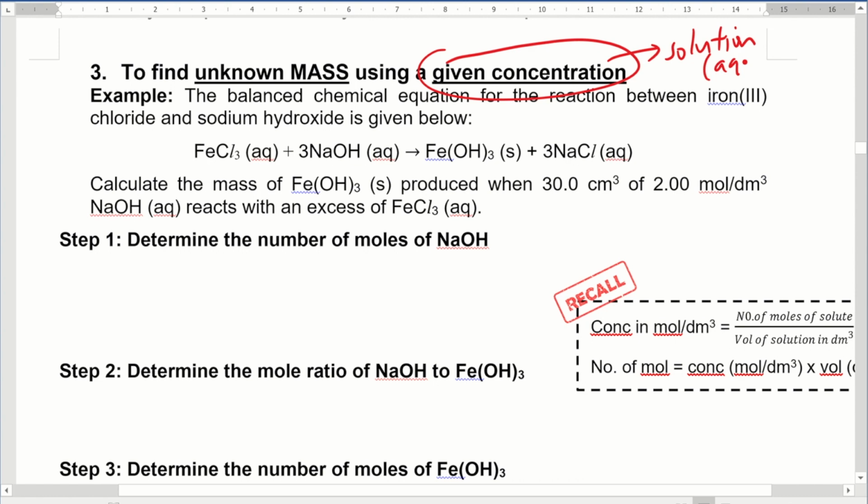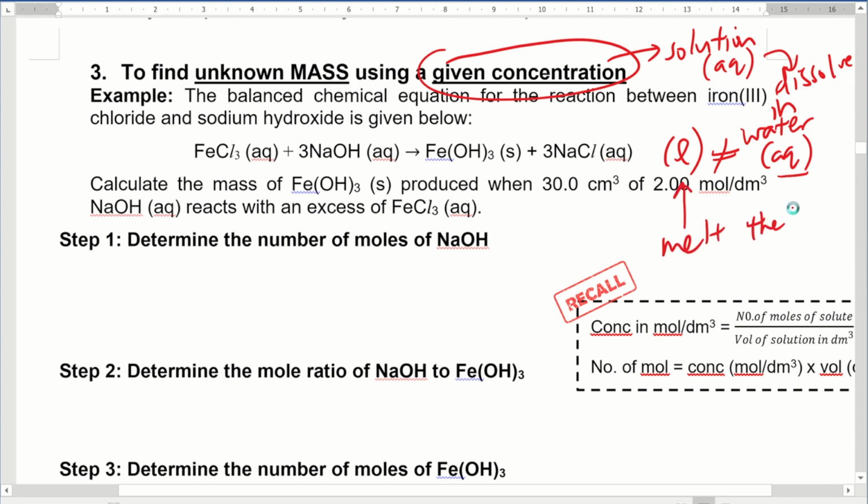So just to recap, concentration, we are always referring to solution. Solution is in aqueous state. Aqueous means dissolved in water. Liquid state is not equivalent to aqueous state. This is dissolved in water for aqueous state. Liquid state means melt the solid. You melt the solid, it becomes liquid state.